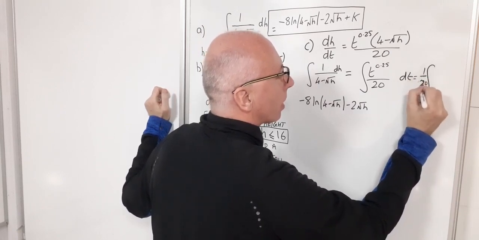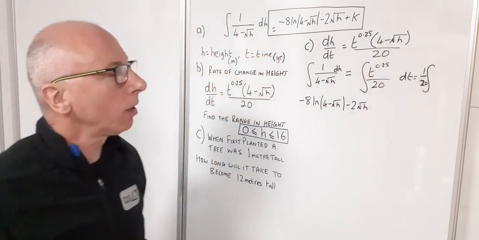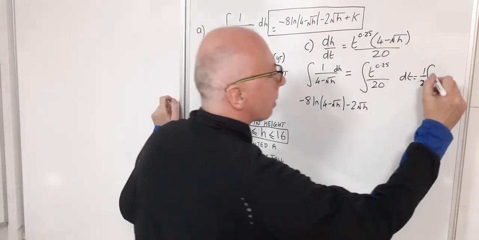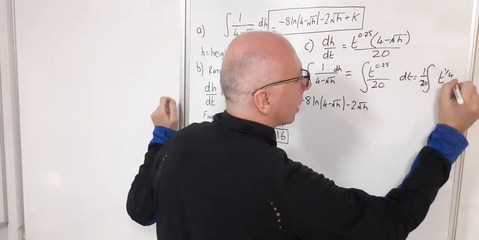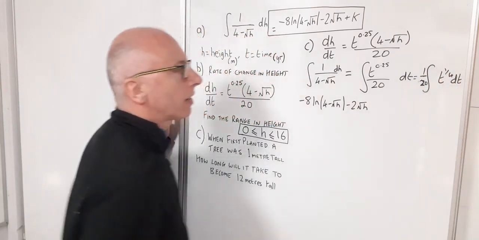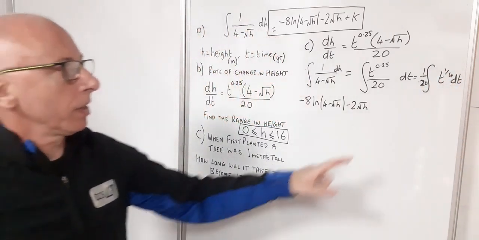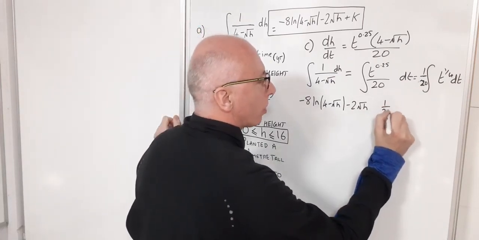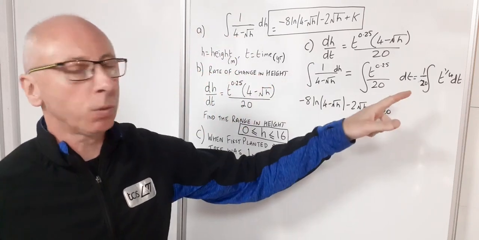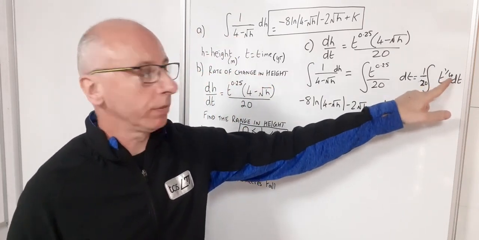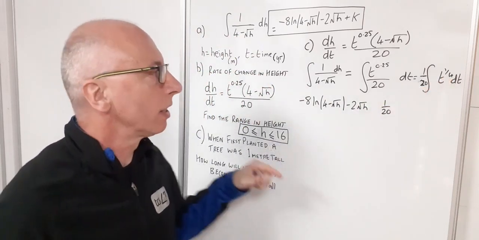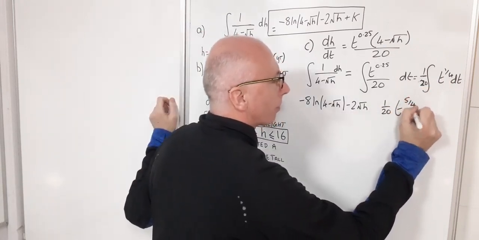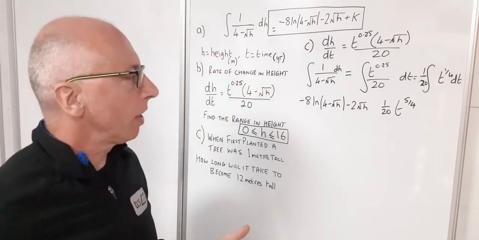1 over 20. And then t to the power. Well, as I'm integrating, I'm going to write that as t to the quarter. It's easier for me to work with. I just like the look of the fraction. And that's dt. So this integral here is now 1 over 20 t to the quarter. So raise the power by 1, divide by the new power when integrating. So that's t to the 5 over 4, and then divide by 5 over 4.